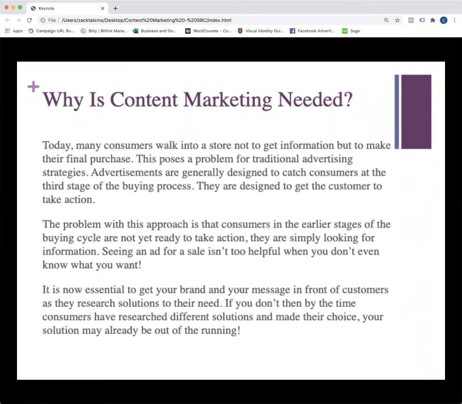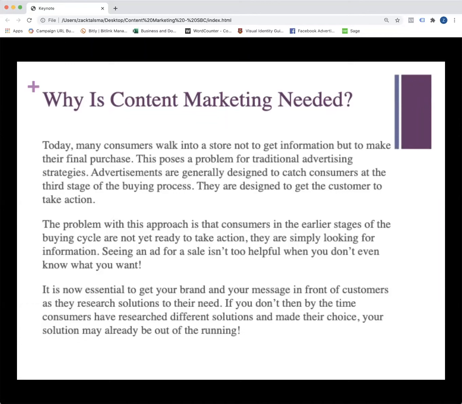By the time they come into a store, they've probably already looked at 3 or 4 of yours and your competitors' websites, and they've got a general idea of what they want to purchase. And now they just want to go in, look at it, feel it, figure out which one's for them. So consumers that walk into your store now are much further along in the buying process than they used to be.